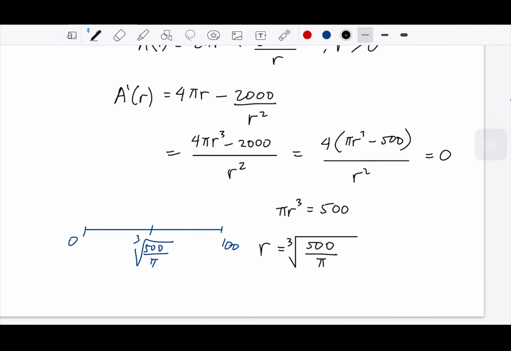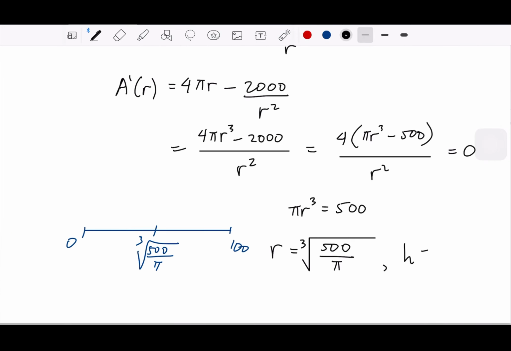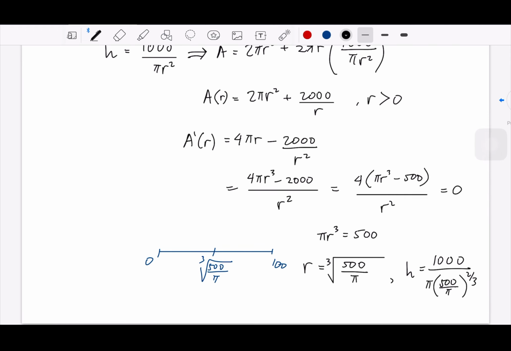And when r is equal to this, then h will equal 1000 over pi r squared. Or if you solve this, actually, with 500 over pi, this turns out to be 2r.